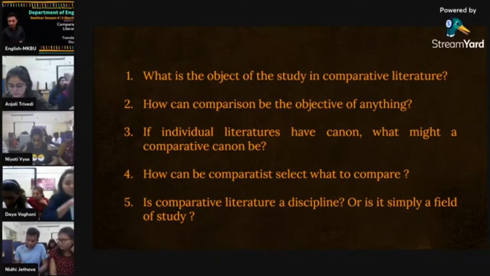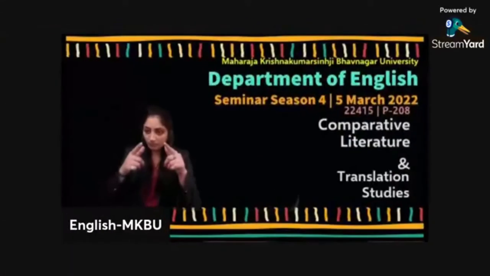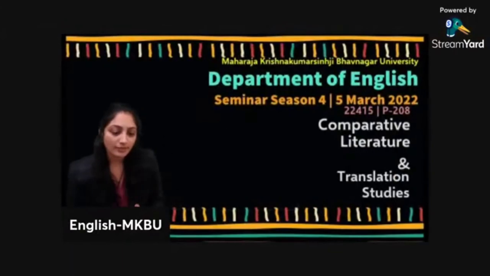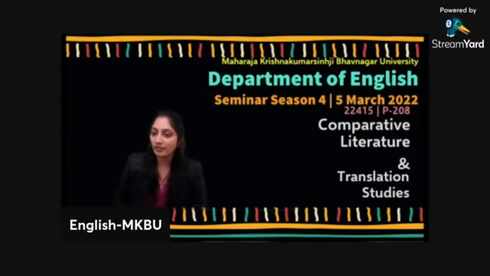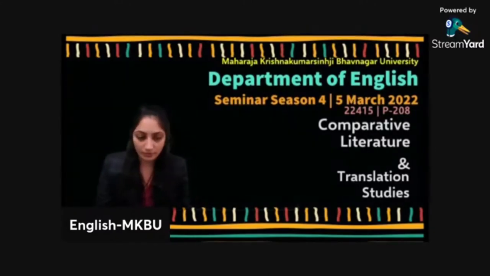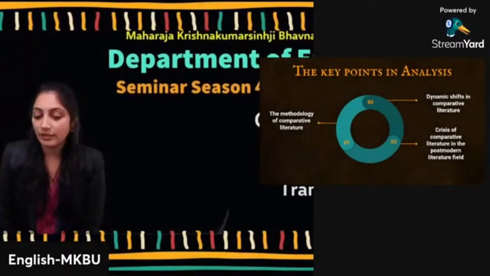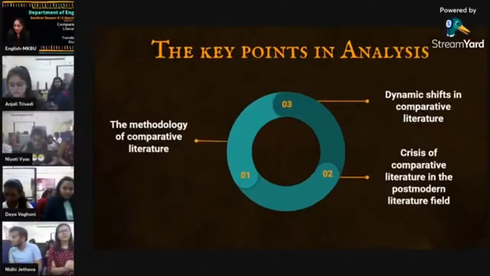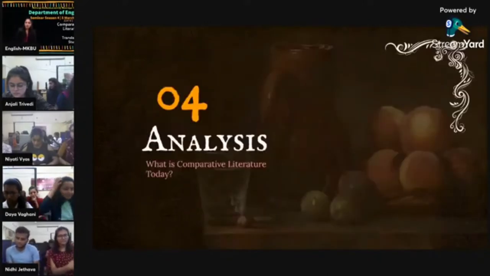For further presentation, I would like to call Riddhi Bhatt. Okay, thank you, Jignesh. As Jignesh mentioned, a comparative mind is necessary for all comparatists. Now the key points in analysis: first, the methodology of comparative literature; then the crisis of comparative literature in the postmodern literature field; and third, dynamic shifts in comparative literature. Our main concern is analysis. So what is comparative literature today?